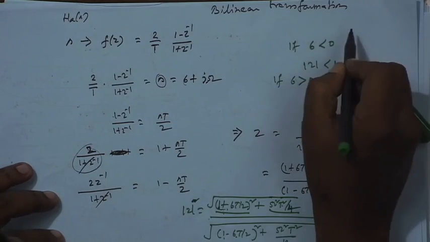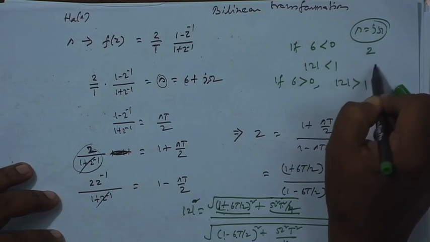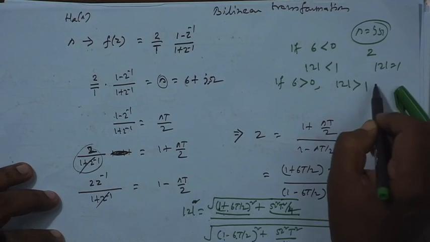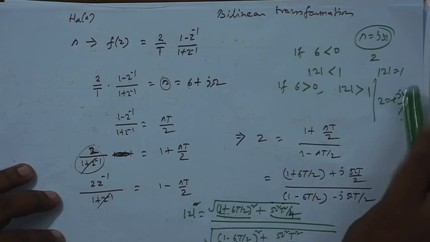The third condition: when s is just equal to j omega, what happens to z? Does it have magnitude equal to 1, and therefore z equal to e to the power j omega? This we will verify in the next class. Thank you very much.